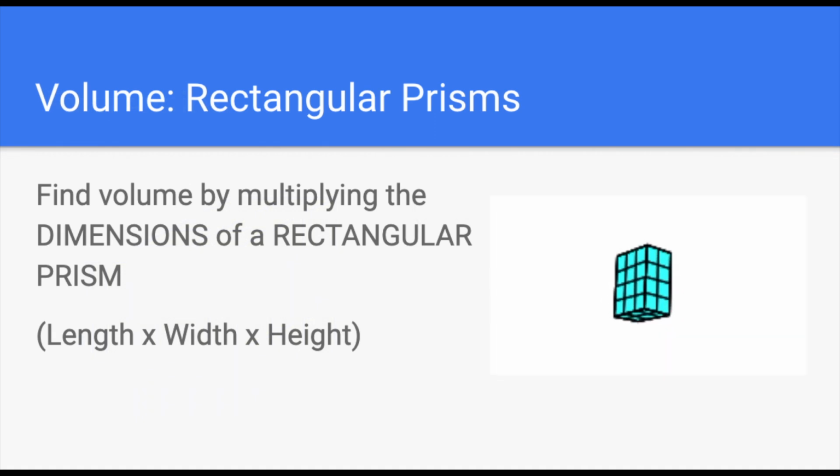So hopefully by now you're familiar with all these terms: rectangular prism, dimensions, and volume. And remember, you find the volume of a rectangular prism by multiplying the length, width, and height of an object. You can also find the area of the base and multiply it by the number of layers.